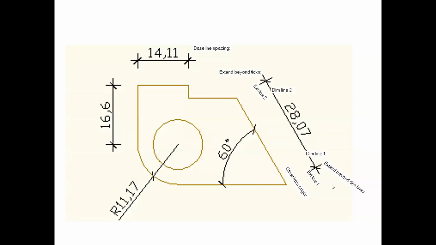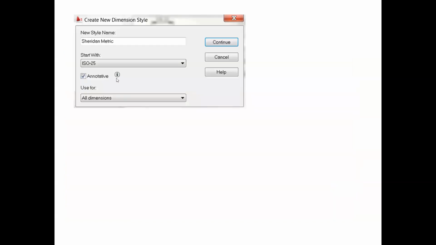These are the different terminologies used for dimensioning. So you create a new one, you say Sheridan metric, start with the ISO-25 and make sure it is annotative so that the text and the arrows will scale based on the plot scale you choose. So similar to text style.